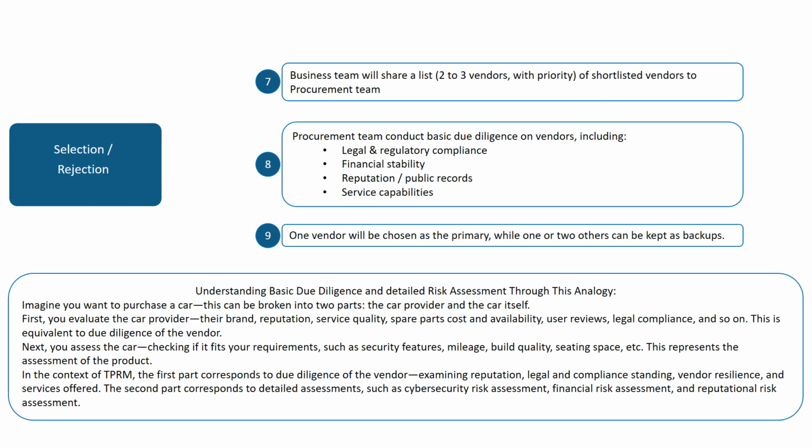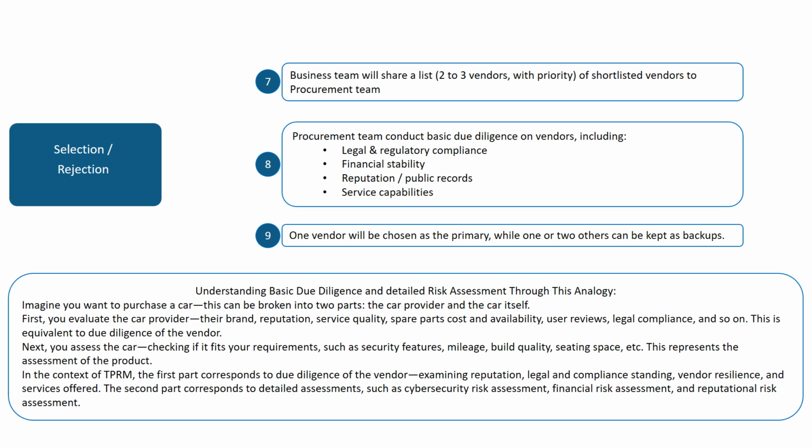The business team will share a list of 2 to 3 shortlisted vendors, with priority, to the procurement team. The procurement team will then conduct basic due diligence on these vendors, including legal and regulatory compliance, financial stability, reputation, and service capabilities. Based on this evaluation, one vendor will be chosen as the primary, while 1 or 2 others can be kept as backups.